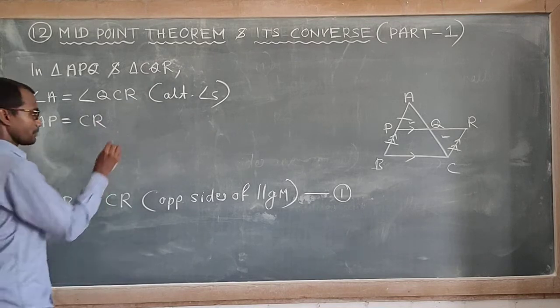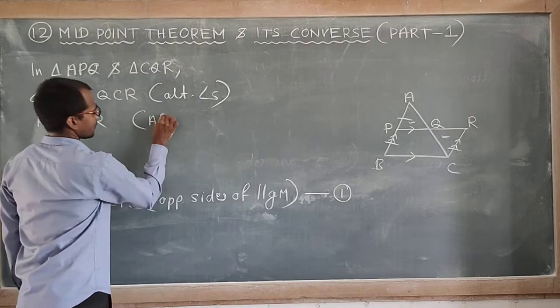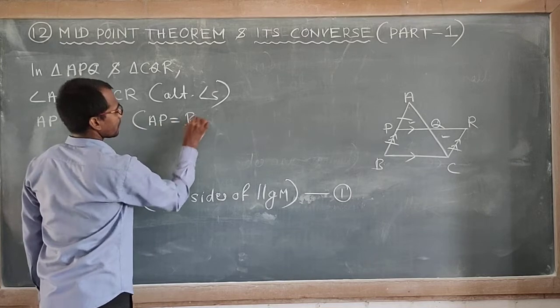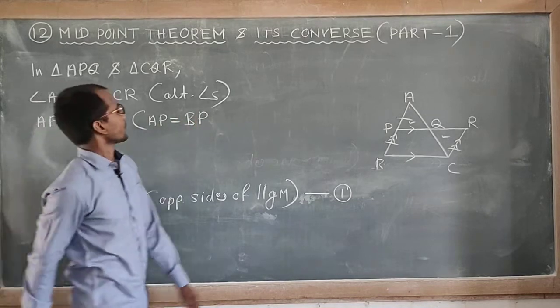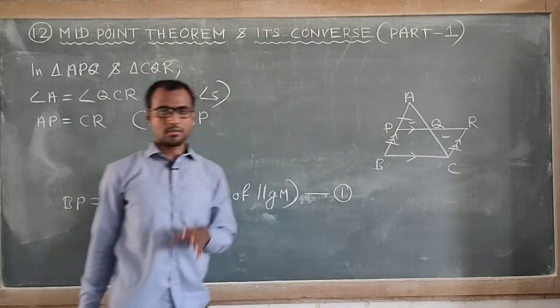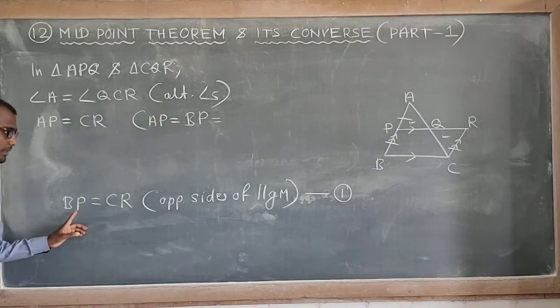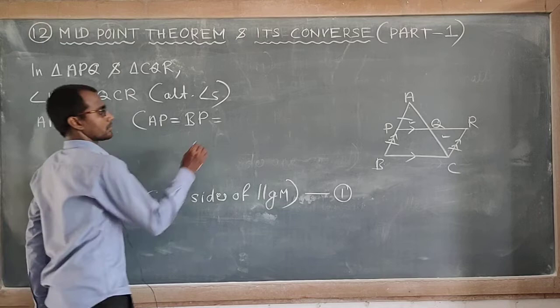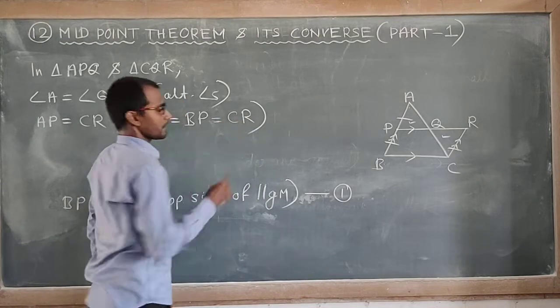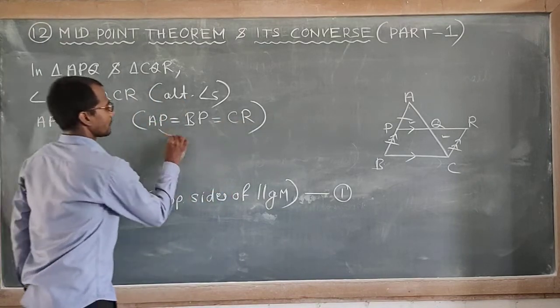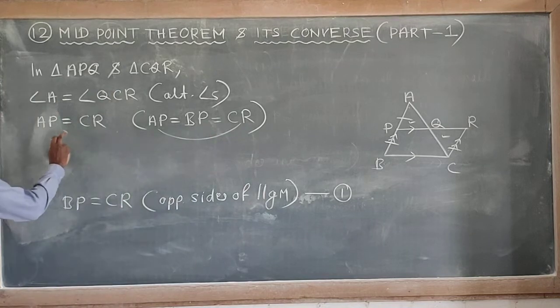How? Because AP is equal to BP. This was given, and BP is equal to CR from equation 1. So you can say AP is equal to CR.